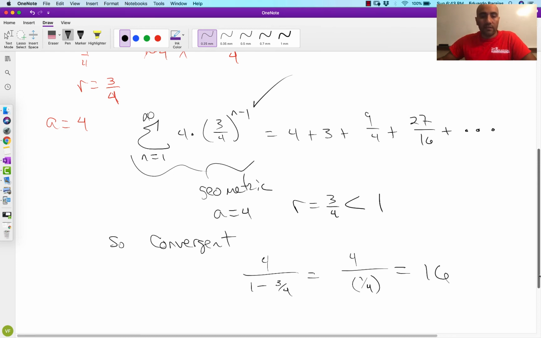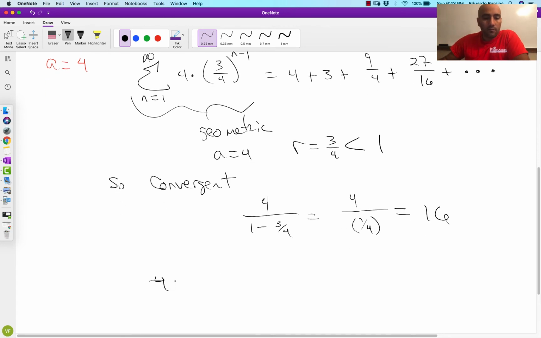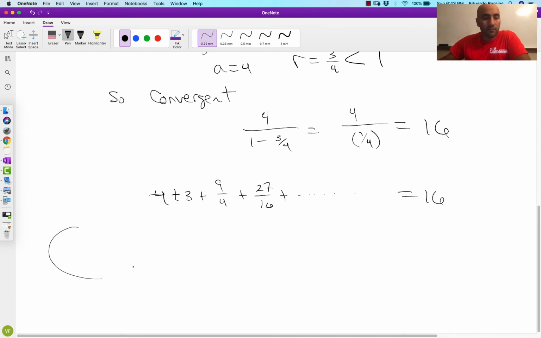So that infinite sum, 4 plus 3 plus 9/4 plus 27/16 plus dot dot dot, forever, will add up to 16. Good. If you know someone that's turning 16, you could put this on their cake. Here's their birthday cake. Happy 4 plus 3 plus 9/4 plus 27/16 plus dot dot dot birthday.